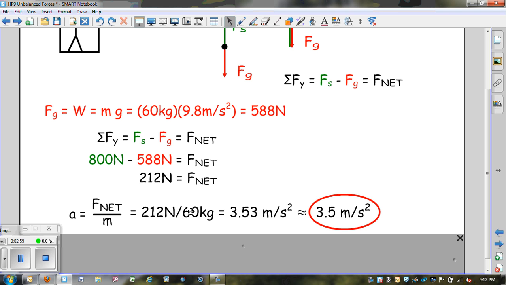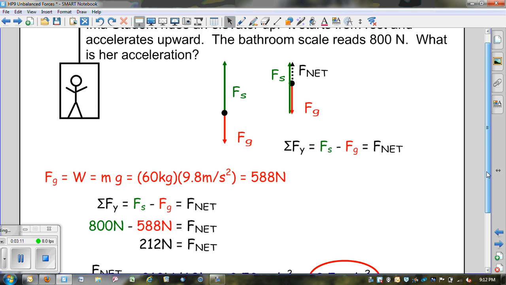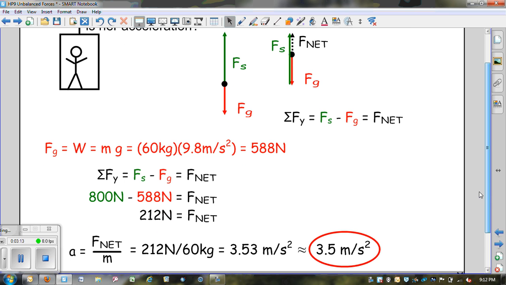We're going to round that, since for the 60 kilograms we only have 2 digits there. We're going to round that to 2 digits here. So that should be 3.5 meters per second squared. And that's our acceleration. So in this type of problem, we're going to use our net force diagram, we're going to use our net force equations, and then substitute into Newton's second law at the end. And that's it for solving this type of problem.